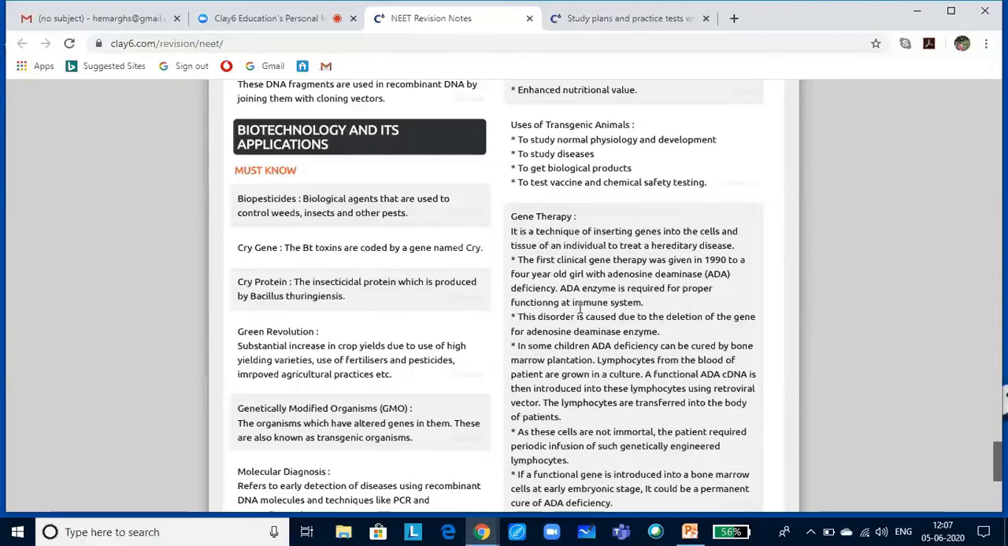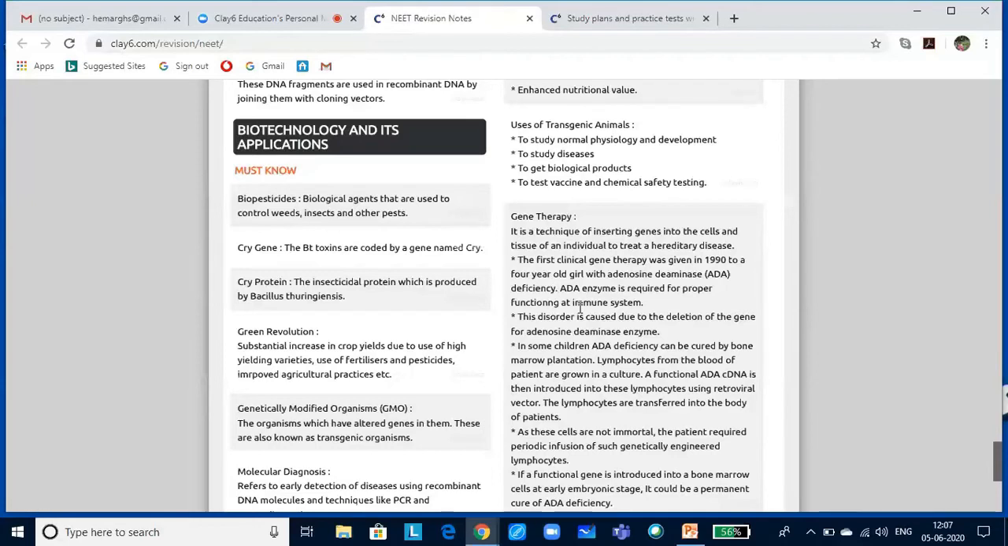Lymphocytes from the blood of the patient are grown in a culture. A functional ADA cDNA is then introduced into these lymphocytes and returned into the body. The patient required periodic infusion of genetically engineered lymphocytes because these cells are not immortal. Functional ADA cDNA introduced into cells at early embryonic stages could be the permanent cure.